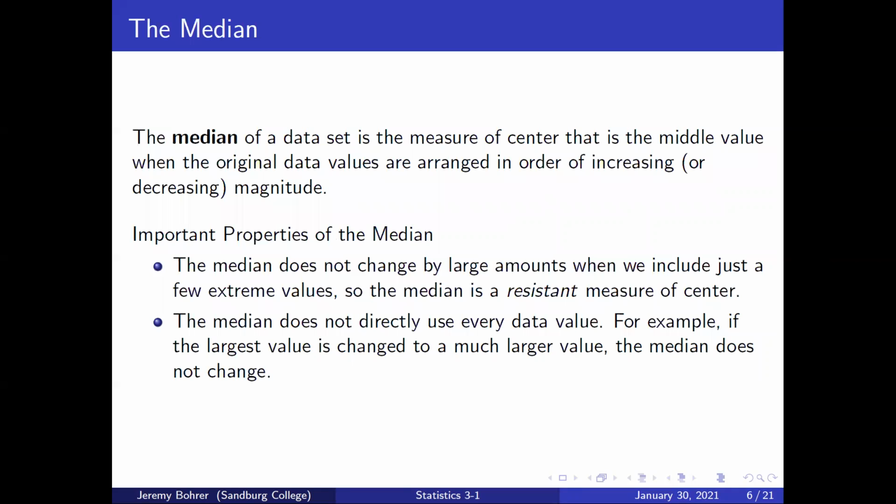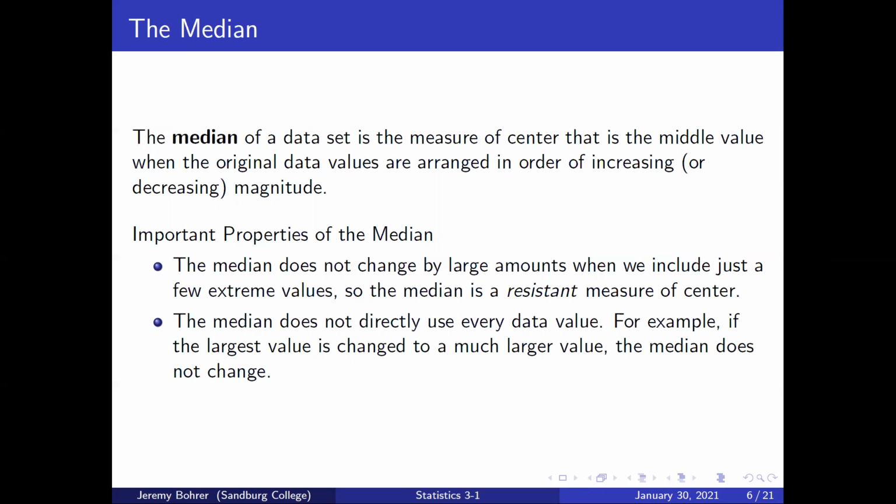The median of a data set is the measure of center that is the middle value when the original data values are arranged in order of increasing or decreasing magnitude. Important properties of the median: the median does not change by large amounts when we include just a few extreme values, so the median is a resistant measure of center.